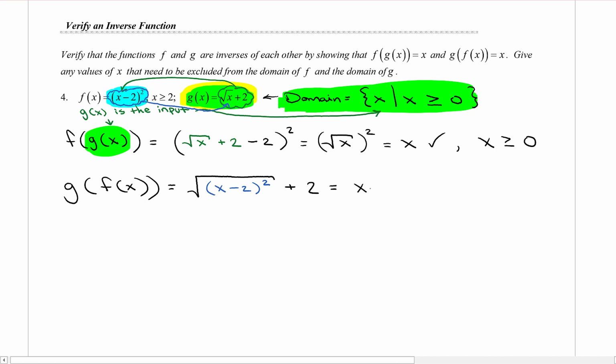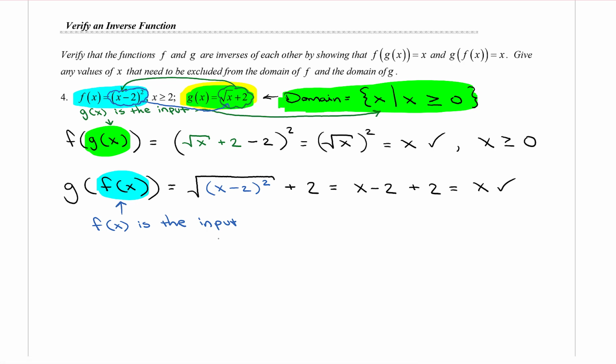So if I take the square root of (x minus 2) quantity squared, the square root and the square cancel out. And then here, x minus 2 plus 2, the minus 2 plus 2 cancels out. We're left with an x. I'm going to focus on the f of x to determine what is the domain, or what are the restricted values here. F of x is the input. That's going to determine what we write down for our domain here.